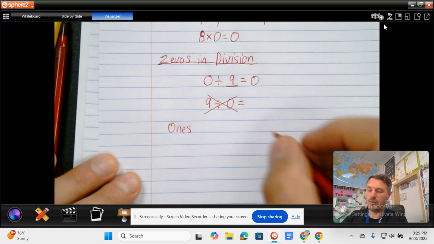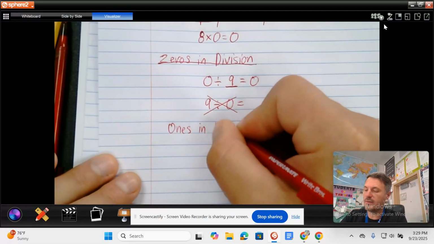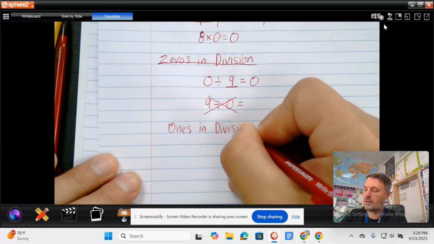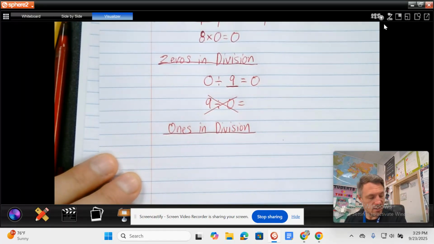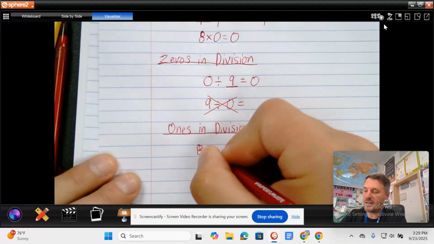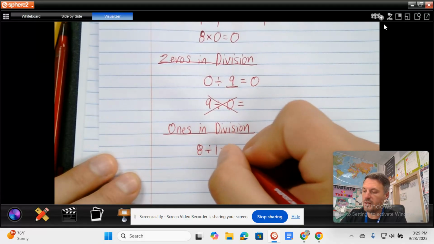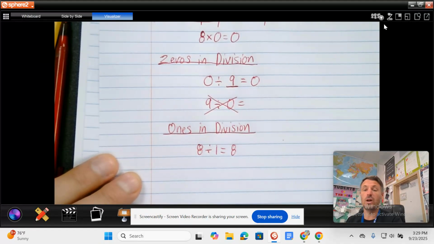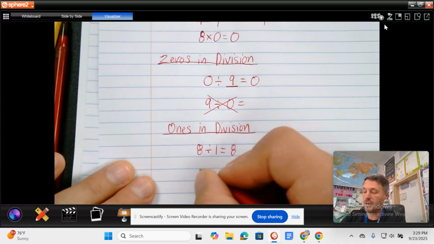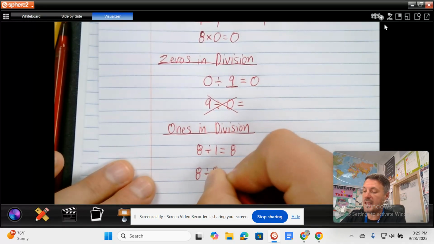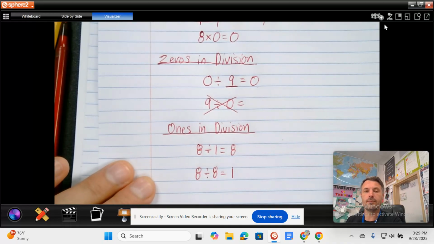This is the last division rule. It's called ones in division. And this is when you divide any number by 1, the quotient is always the dividend. So for instance, 8 divided by 1 equals 8. So when you divide 1 into a number, the answer is always the dividend, or the number that you started with. And the other one is when you divide a number by itself, the answer is always 1. So 8 divided by 8 equals 1.